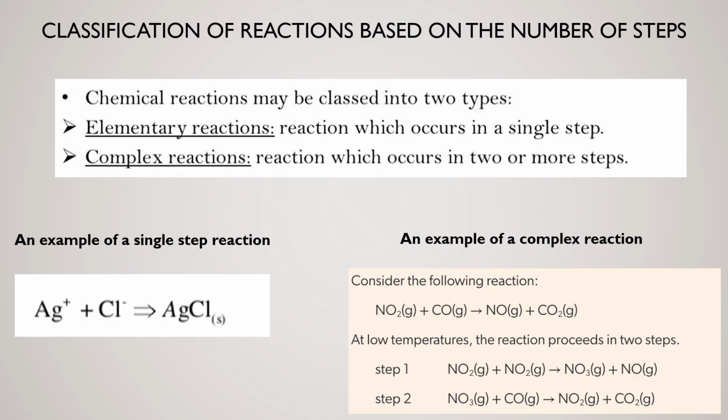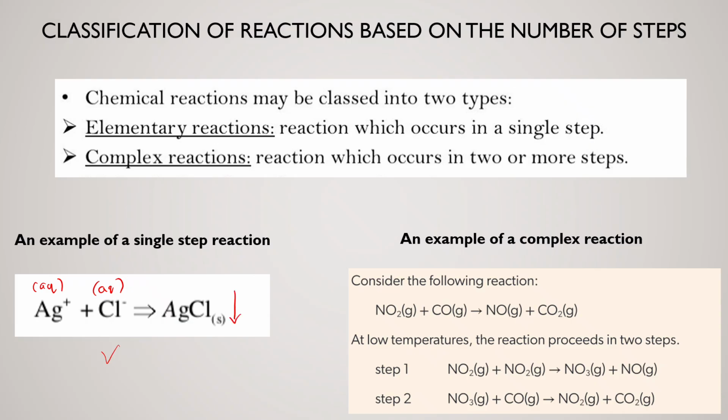For example, they can be classified as exothermic or endothermic depending on whether they release energy or absorb energy. Now, another way to classify chemical reactions is based on the number of steps which occur. For example, here you can see on the left side we have a reaction involving silver ion in the aqueous solution reacting with chloride ion in the aqueous solution to make a white precipitate of silver chloride.